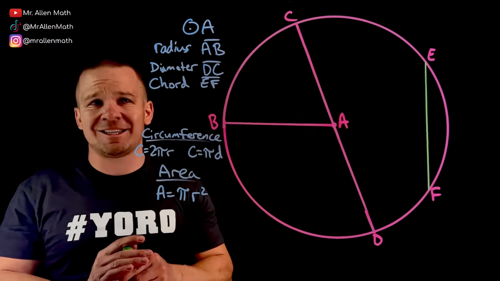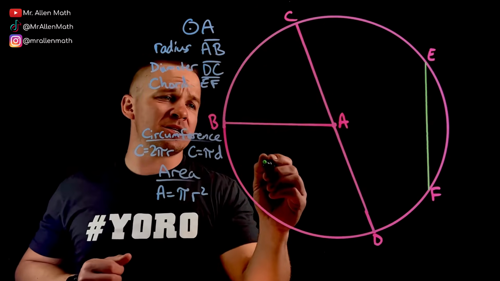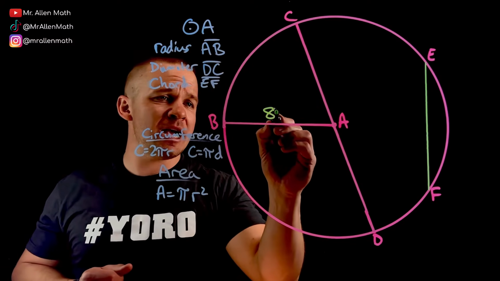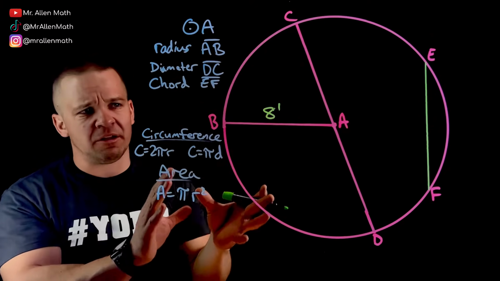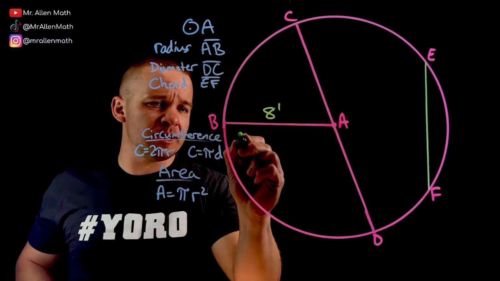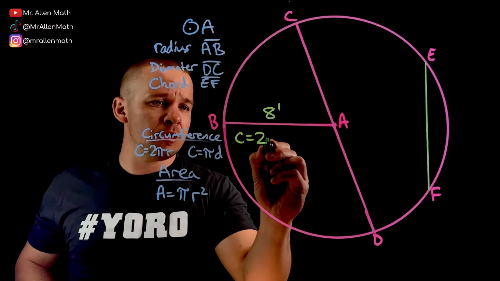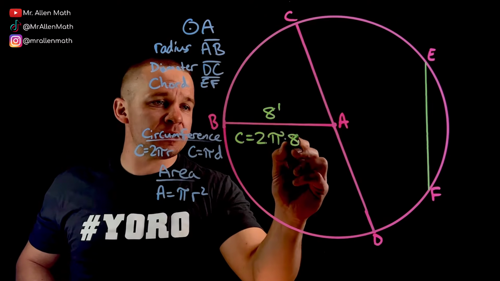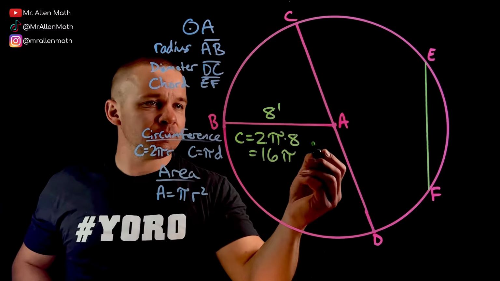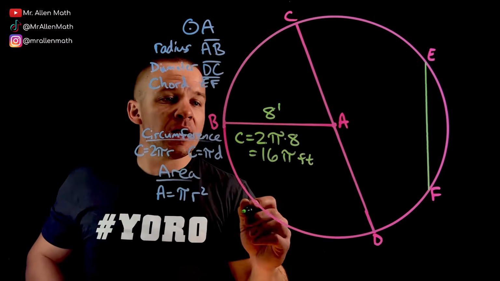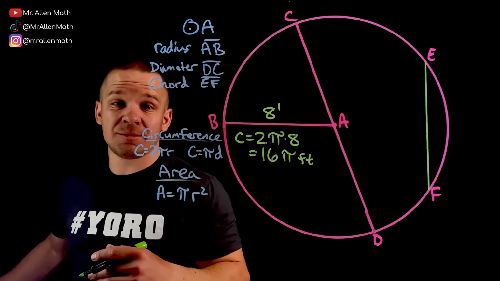Let's say that AB here is going to be 8 feet. Clearly, 8 feet. Maybe this is just scaled down. So my circumference is going to equal 2 times pi times my radius of 8. So my circumference is going to be 16 pi feet.